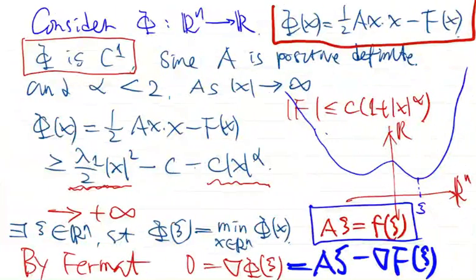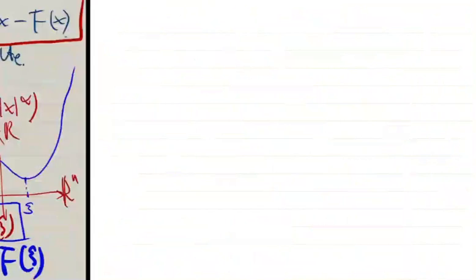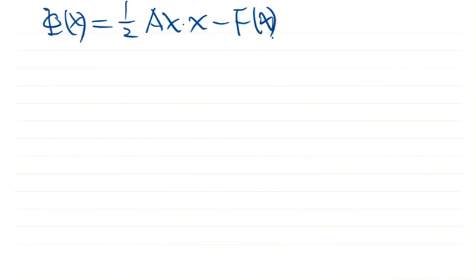So this proof is completed, but maybe you don't know how to compute the gradient of Phi here, so I will show you how to compute it. Actually, this is quite easy. Just compute by definition. So our Phi(x) is half of Ax·x minus capital F(x). If you want to compute the gradient of Phi, you need to compute the partial derivatives.